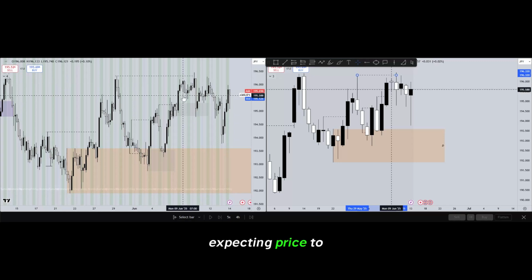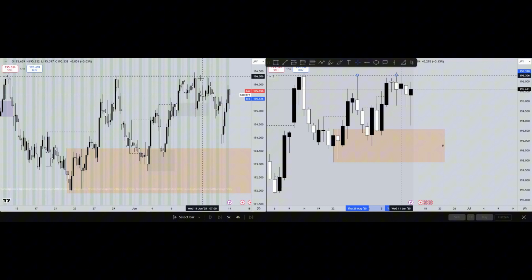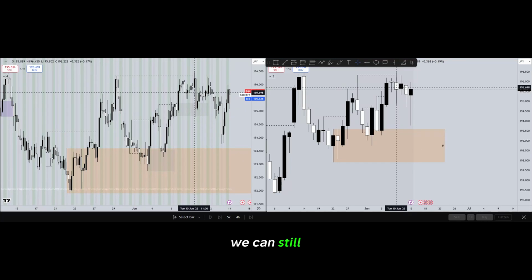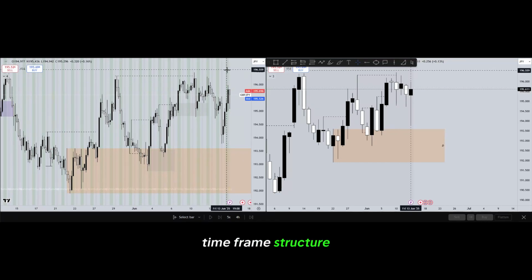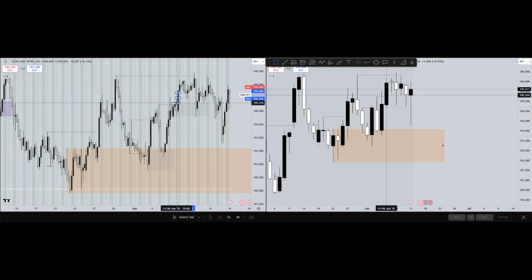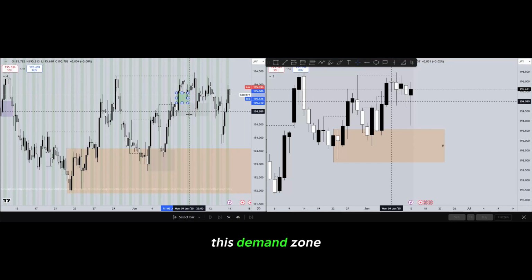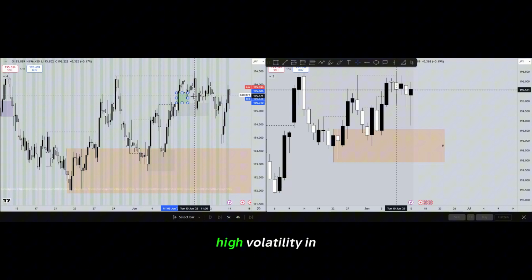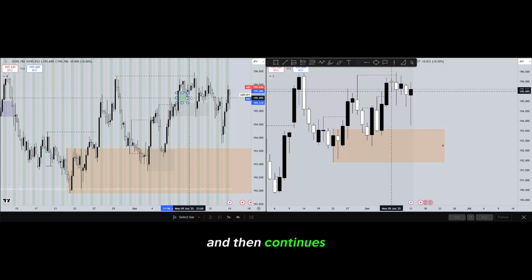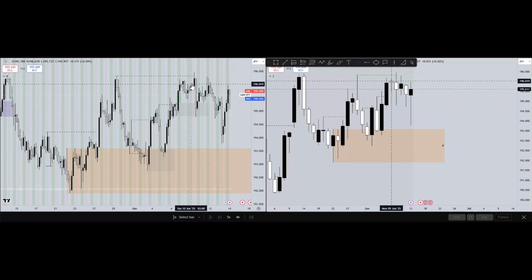Okay, I was expecting price to pull back to this low and then continue higher. Price failed to do that. So here, we can still trade the lower time frame structure. Here it has mitigated this fair value gap. See, it has mitigated this fair value gap and it reacted from it, failed to pull back to this demand zone. So what happens is when there is high volatility in the market, sometimes price doesn't pull back to the supply or demand zone. Oftentimes it pulls back to the fair value gap and then continues higher to fill the imbalances. Like it fills the imbalances, and then when the orders are filled, it will continue higher.